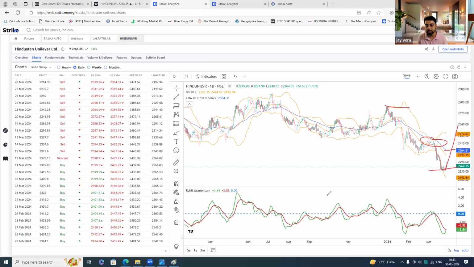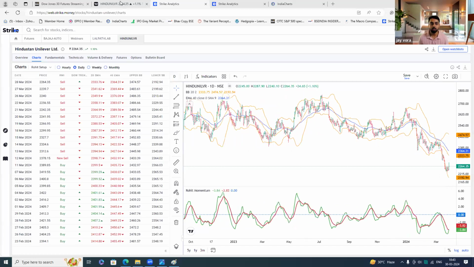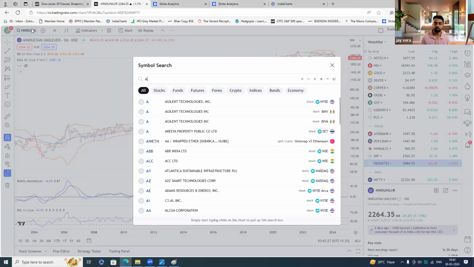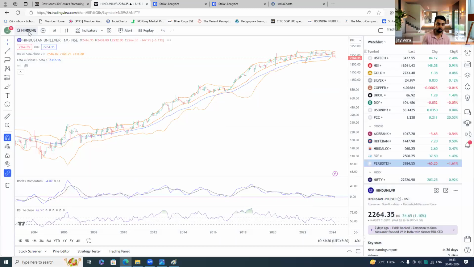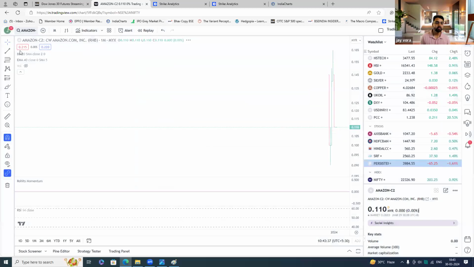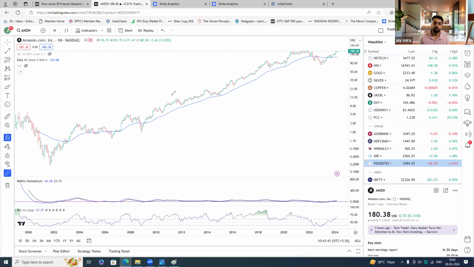But yes, as long as we don't see the averages breaking, that's where the momentum can actually start picking up. Just to give you a perspective on why we look at longer term averages, and this is not just the Indian market, I can show you for any stock. So say this is Amazon, okay. I'm removing the Bollinger Band, and you can see that over here Amazon was actually trading above the 40-month average for a very, very, very long time.